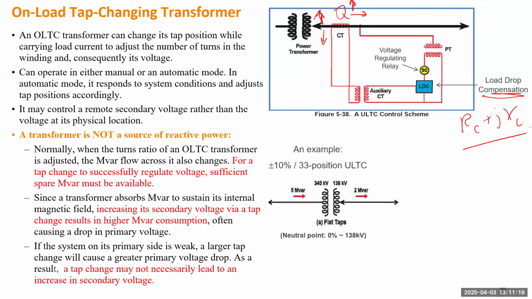Okay, so let's see one example. If this is a tap changing transformer, it's operated at 345 kV on the primary side, 138 kV on the secondary side. For neutral position, the secondary side will operate at 138 kV. Assume the secondary side has some load requiring 2 megawatt reactive power, and the primary side needs to provide that amount. So you can do the math, right? 5 in and 2 out, which means 3 megawatt is consumed by the transformer itself. That's why it's like a broker. It charges some money from you.